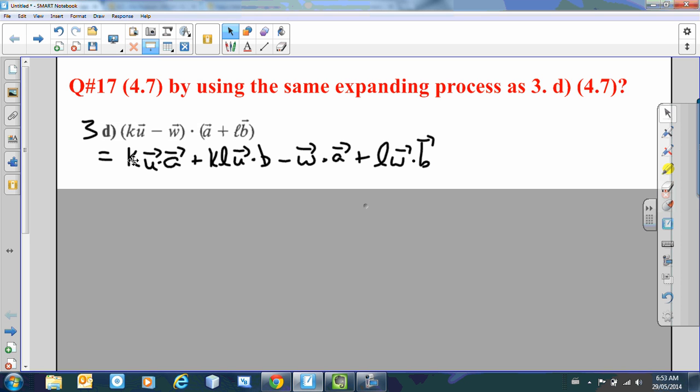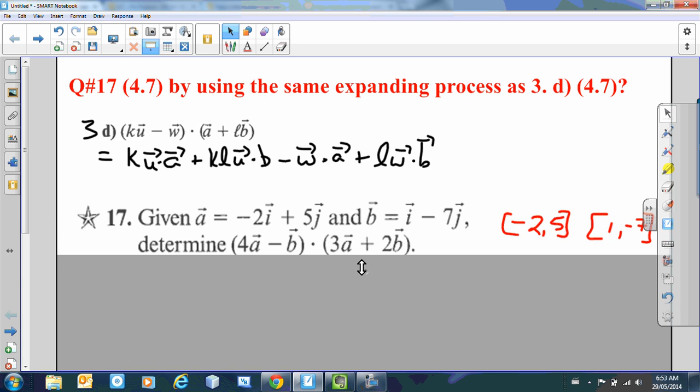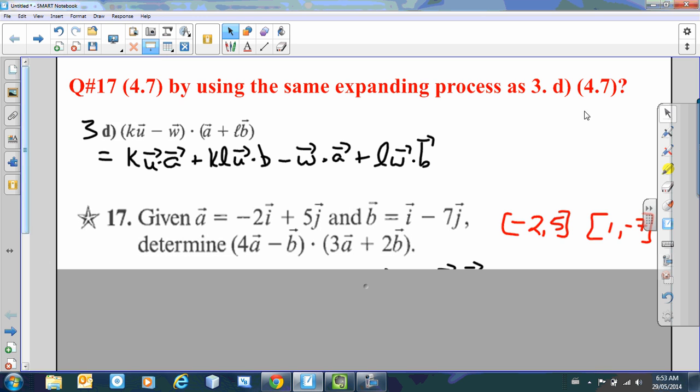So this was question 3D, just to clarify, and we know that dot product is distributive. And so we multiply the first term by each of the three other terms, and so on, exactly as we would have with any kind of polynomial expression.